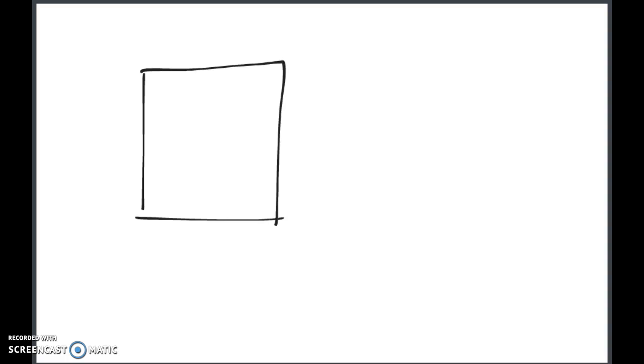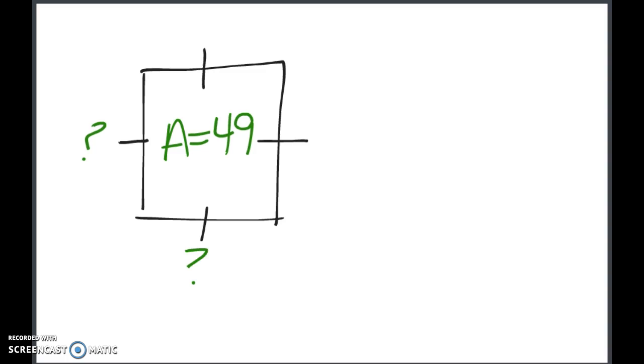Now I'm going to draw you a square. I'm going to make sure I know it's a square by putting tick marks on each side so I can show it's a square. And I'm going to tell you that the area is 49. I want to know if I can figure out what the side lengths are.